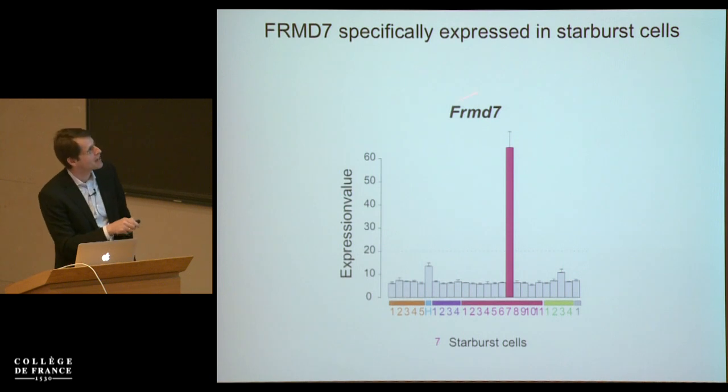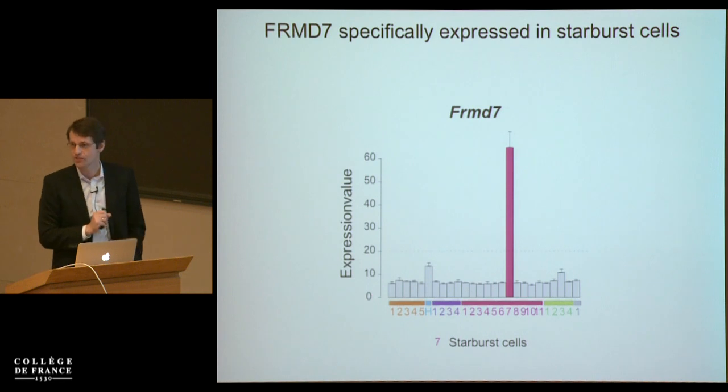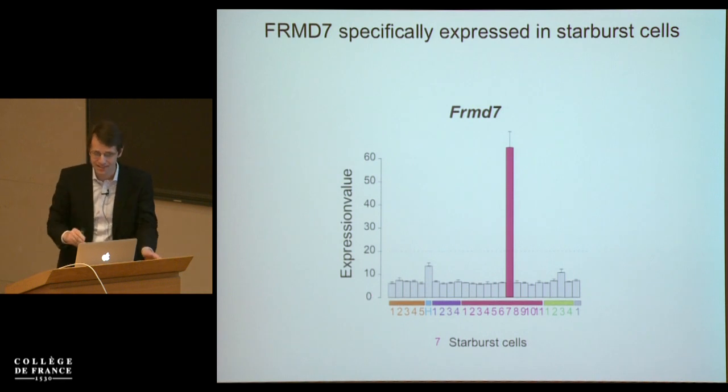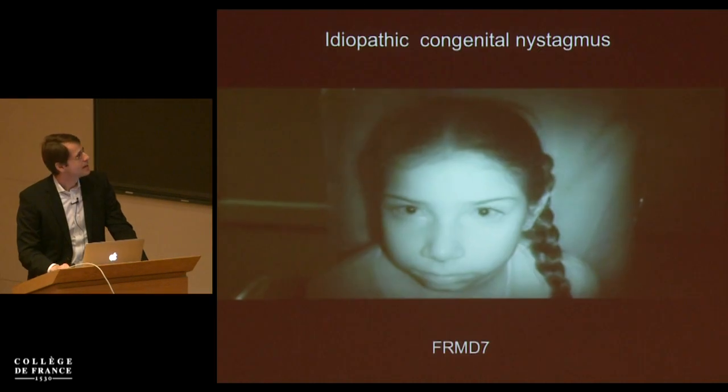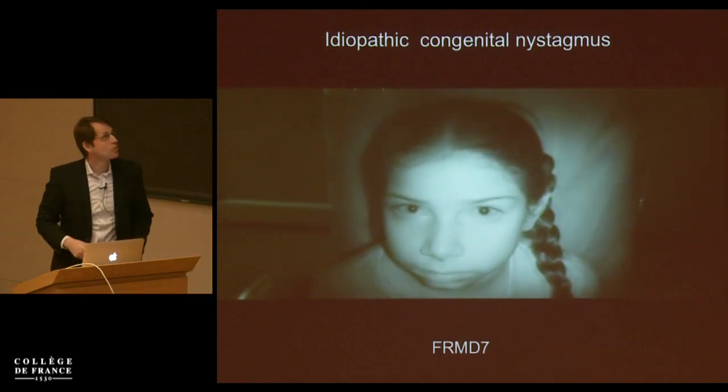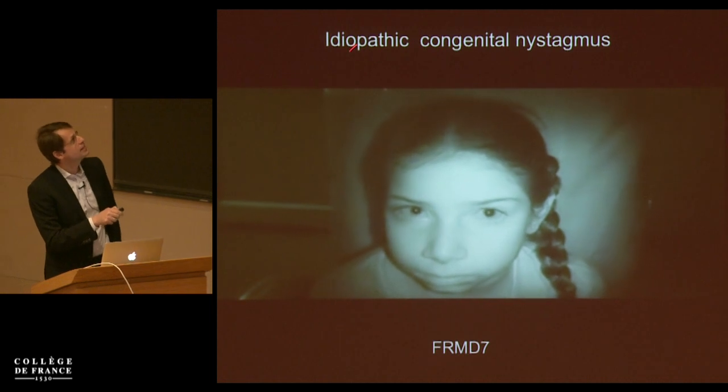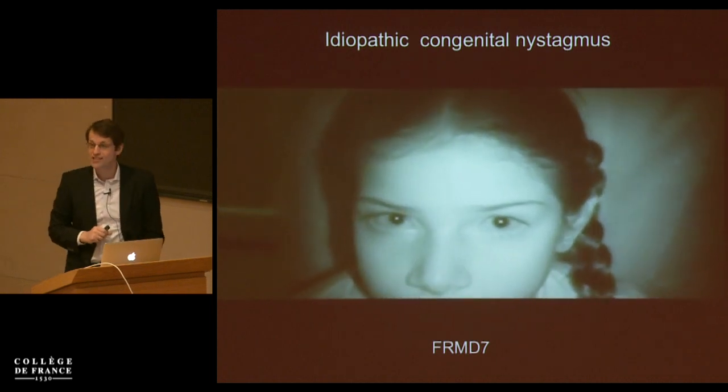And here is one of them that caught our attention. This is called FRMD7. These are the circuit elements in the retina. And this is very highly expressed, but only in that cell type, not in others. Then we looked at the disease. And here I just show you again. And this is what you see. So this is a very well-known disease. It's idiopathic congenital nystagmus.